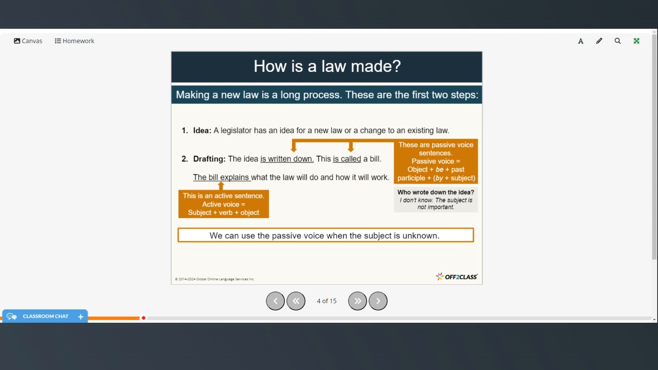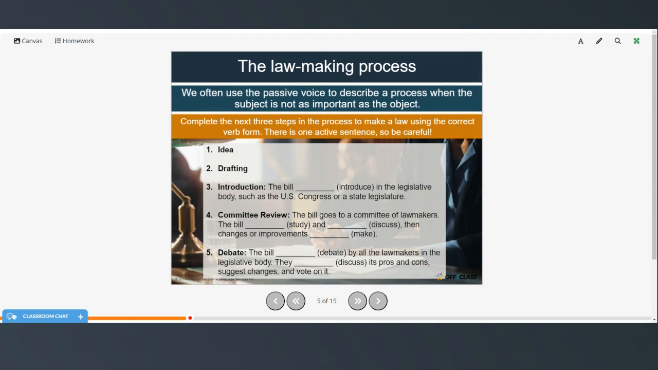The second one, this bill explains what the law will do and how it will work. That is an active sentence. Active voice, we've got subject, verb, and then object. So we can use the passive voice when the subject is unknown or it's not important. We often use passive voice to describe a process when the subject is not as important as the object.